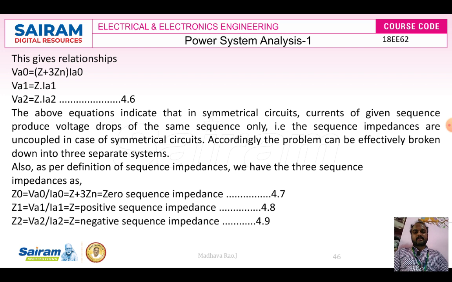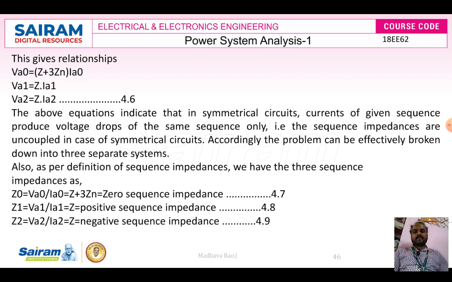So the above equations indicate the symmetrical components of the circuit. Currents of a given sequence produce a voltage drop of the same sequence only. Currents of the same sequence will be there. The sequence impedances are uncoupled in a symmetrical circuit. Accordingly, the problem can be effectively broken down into three separate sequence systems. So symmetrical components of voltages will have symmetrical components of the same phase currents.